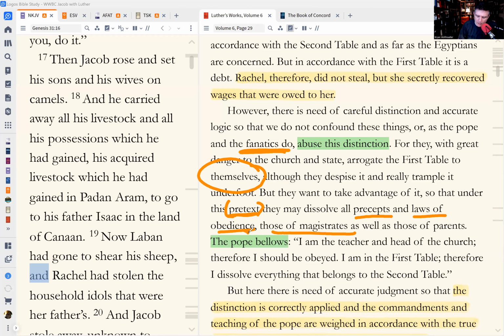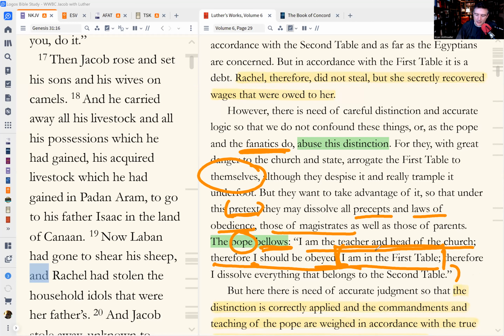The same as the Pope, who bellows, "I am the teacher and head of the church, therefore I should be obeyed. I am the first table, therefore I dissolve everything that belongs to the second table." So Luther sees both the Pope and the Anabaptists and the Radical Reformation as at the root abusing this distinction, setting the first table against the second table and using it to their own advantage. I am the first table. The Pope says, I am God.